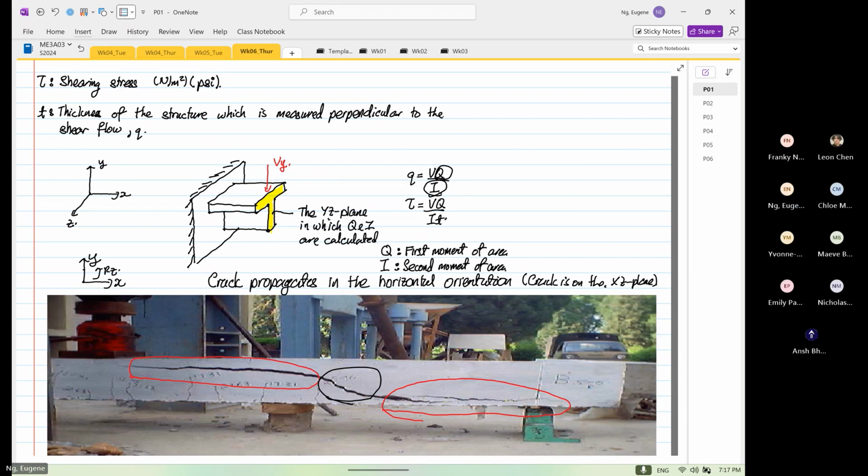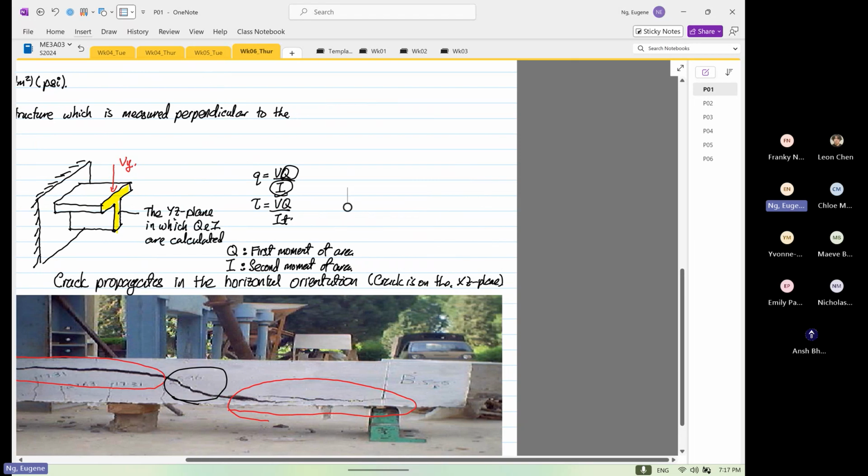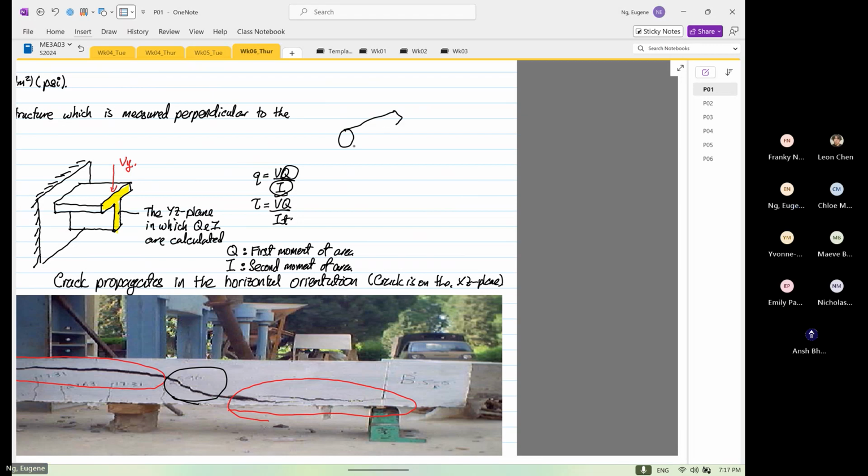Why the area of consideration where the crack growth is different, right? So let me touch on it. If we have a specimen like this, and we have a tensile load P, the area of interest, this is the area of interest, right?